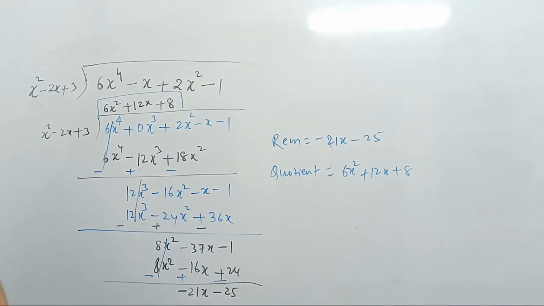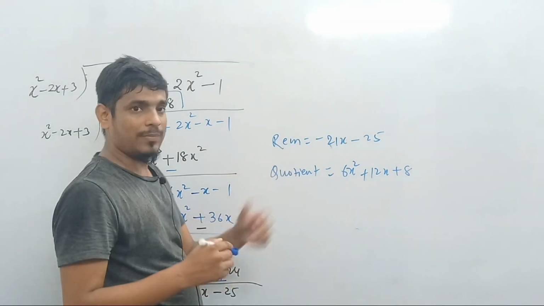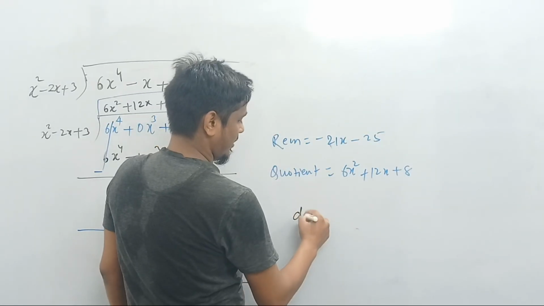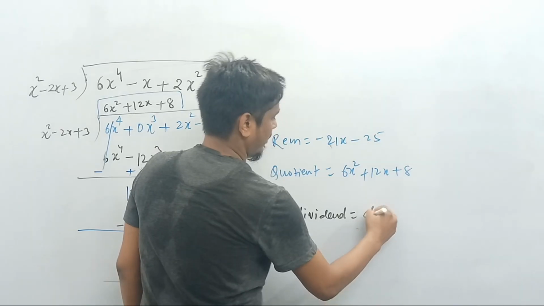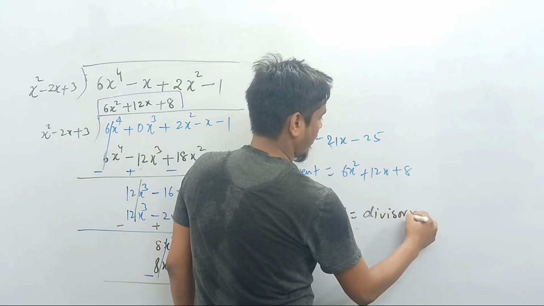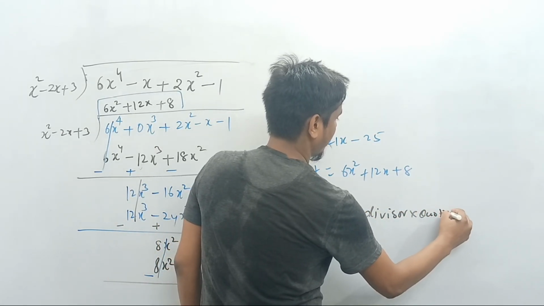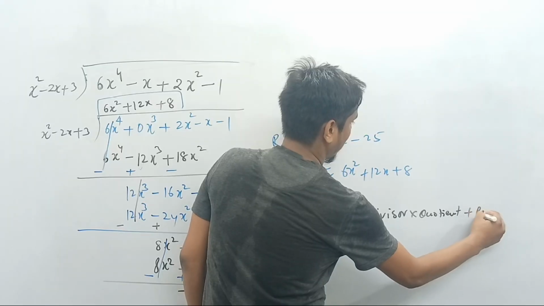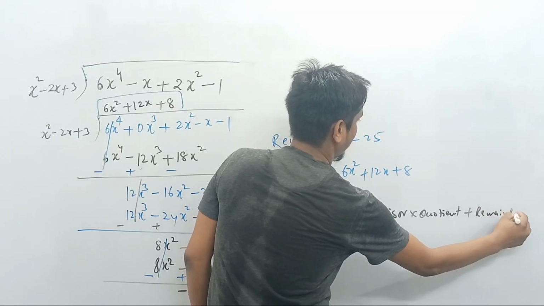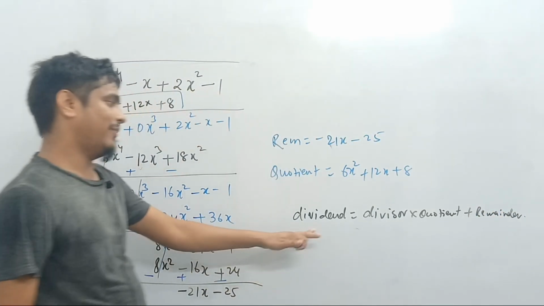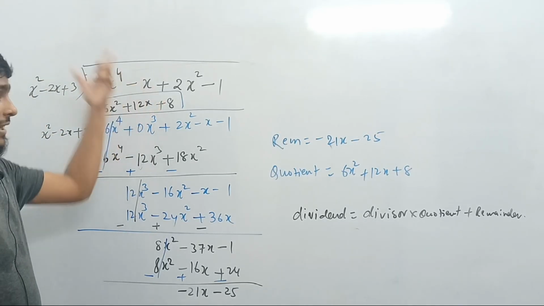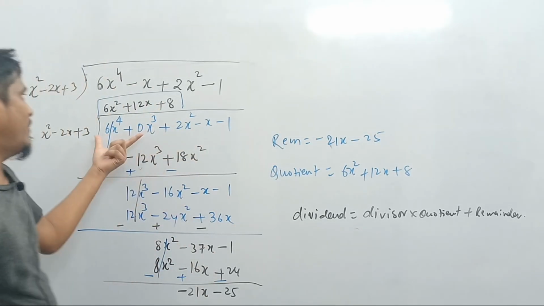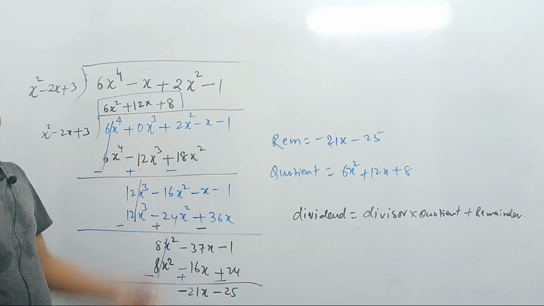One more time you can cross verify this by using dividend is equal to divisor times quotient plus remainder. So you will find that when you are multiplying the divisor with this quotient and then adding this remainder, it is going to give you back the given dividend.